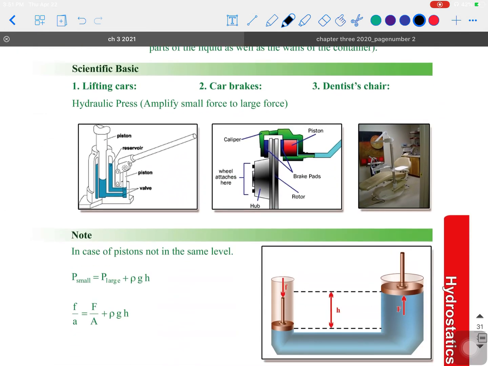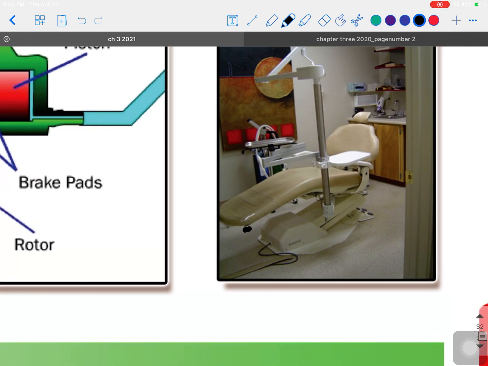Okay. The application is the car lift. You are pressing like this and it's transferred to this piston, and this piston of course is under the body of the car. And the car brakes take the same concept and the same principle: you are pressing on a small area just to stop a part like this of large area. The dentist chair, when you are sitting here, the dentist uses this part to press on, just to make this part go up or to make this part go like this.